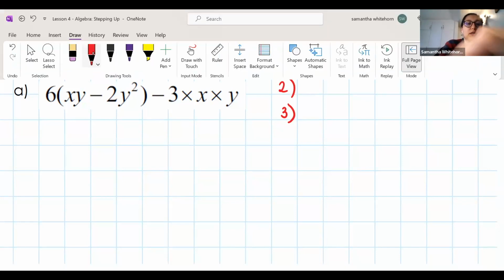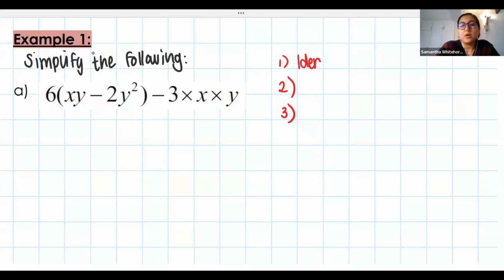The first thing that we always want to do is identify our terms. Now we know that terms are separated by plus and minus signs. And so that's what we look out for when identifying our terms. Once we've done that, we want to simplify each term. So the individual terms that we've identified, we now want to simplify them.